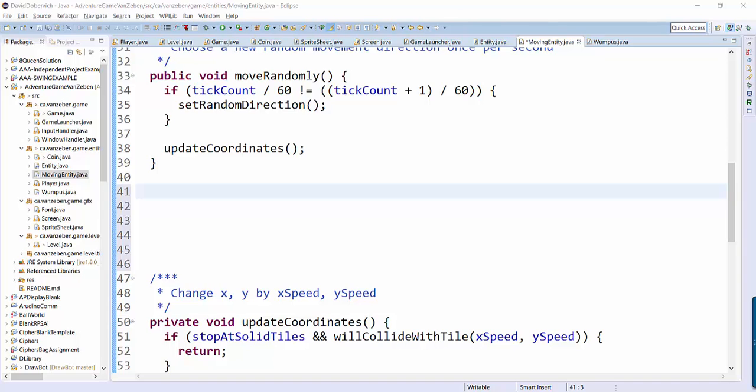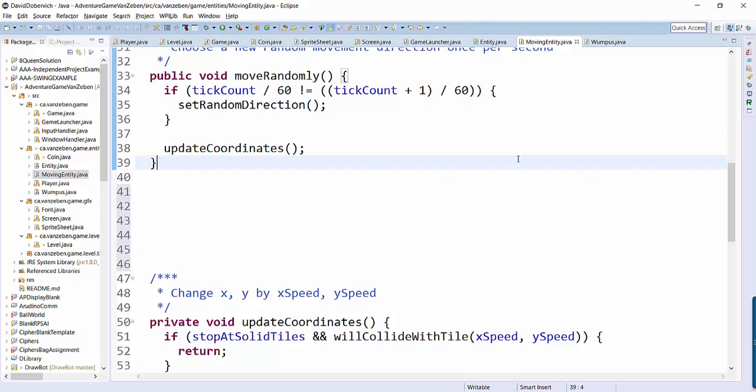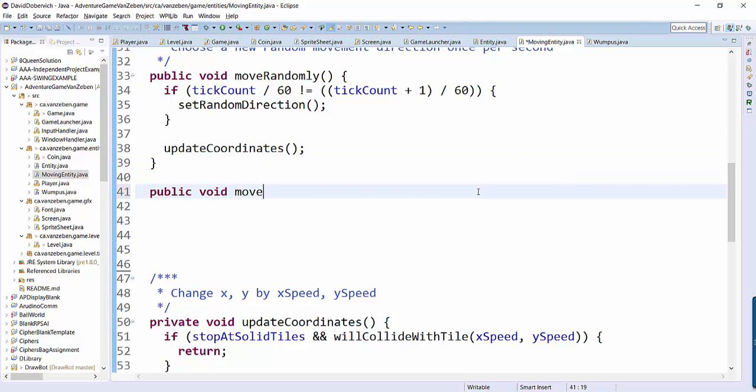I want to add a new type of movement to moving entity, because right now in our subclass sandbox, we only offer our children one possible way of moving randomly. So I want to add a new type of movement. It's going to be called move toward world coordinates.